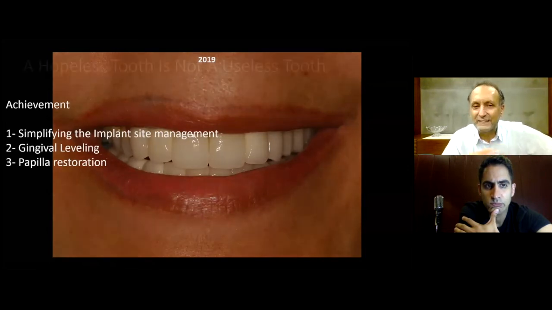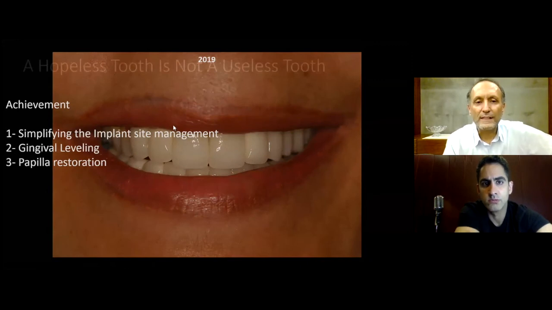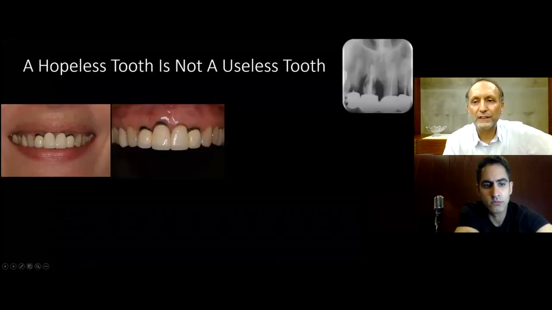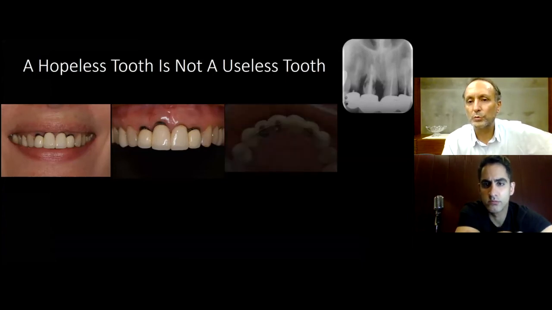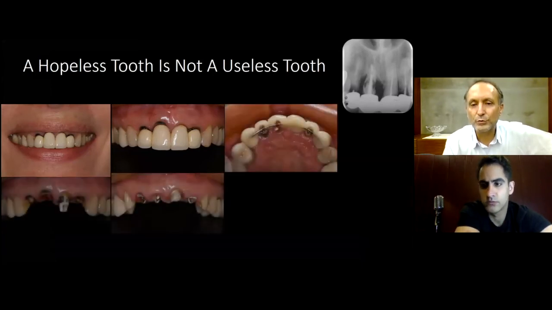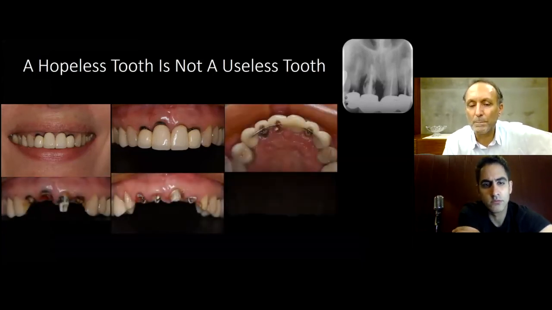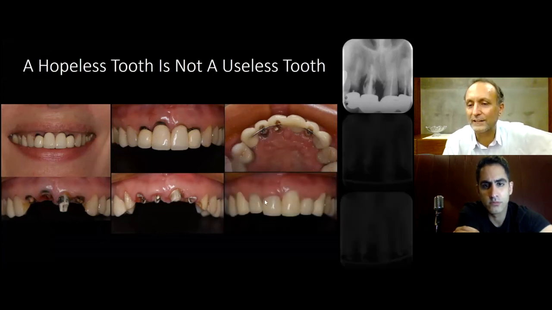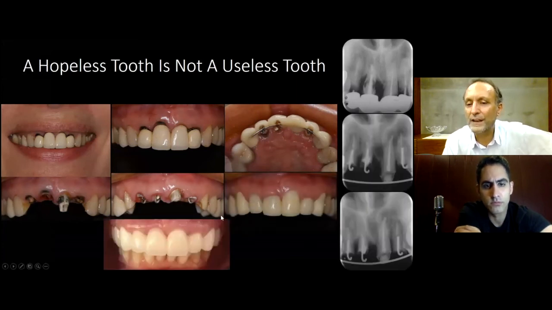I will finish with this quickly. Look at the amount of this, and if you look at the X-ray, you will see that the central incisor is a lost tooth. But a lost tooth is not a useless tooth. Look what we could do. We can bring the tooth down along with the lateral incisors to a point where we would extract the central incisor, and we have enough soft tissue to do a final bridge.